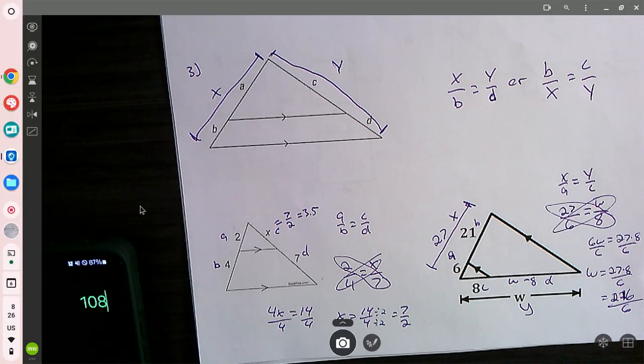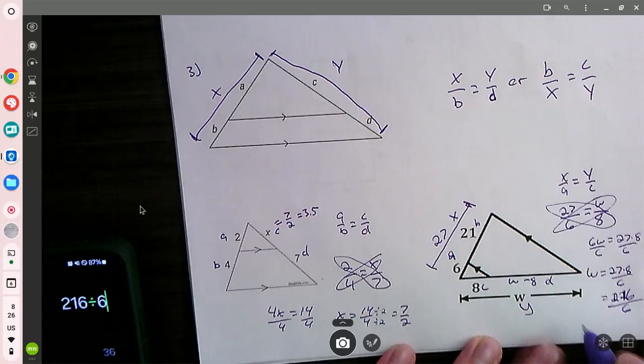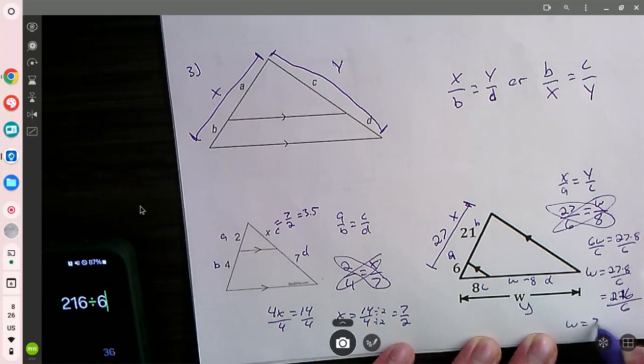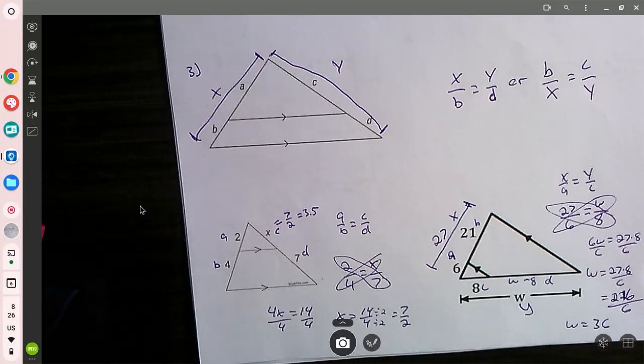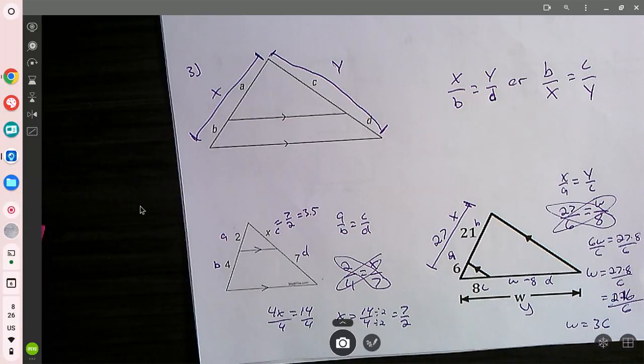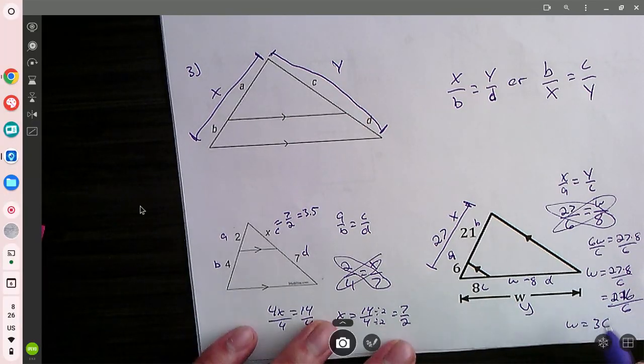I got 36. Yeah, 36. 216 divided by 6 is 36. Ah, okay, that makes more sense. So W is equal to 36. I messed up my calculator. All right, so that should be our correct answer.